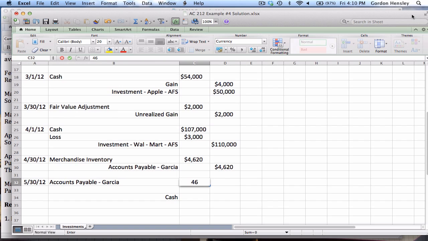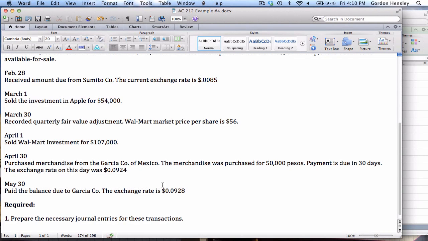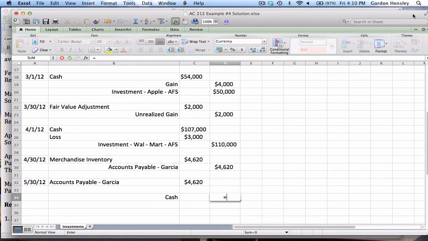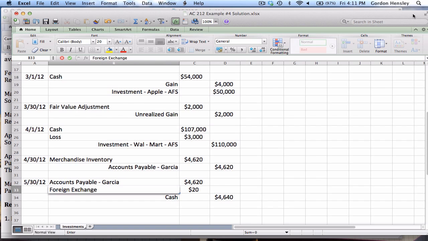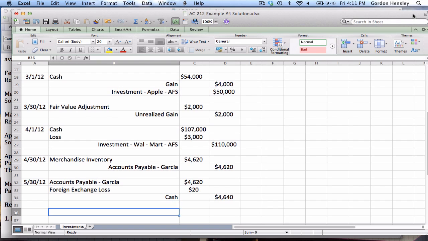Now we booked that account payable at 4,620, but when I pay for it, I'm at the mercy of the exchange rate. So right now the exchange rate is 0.0928. So I'm going to have to pay 50,000 pesos based on 0.0928. So really I'm going to pay 4,640 rather than 4,620. So that's a $20 difference. And what is that? That's a foreign exchange loss. So sometimes you win, sometimes you lose because you're at the mercy of those exchange rates. So that completes the final transaction, and that completes this example on investments.